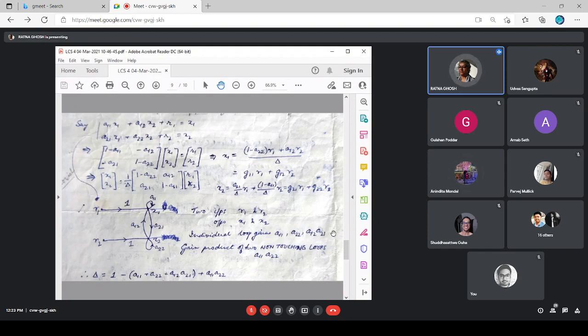And check whether you have any four non-touching loops or not. Yes, ma'am. Okay, so that is how you would go about it. I think I did not explain it. Nobody asked. Okay, what else?